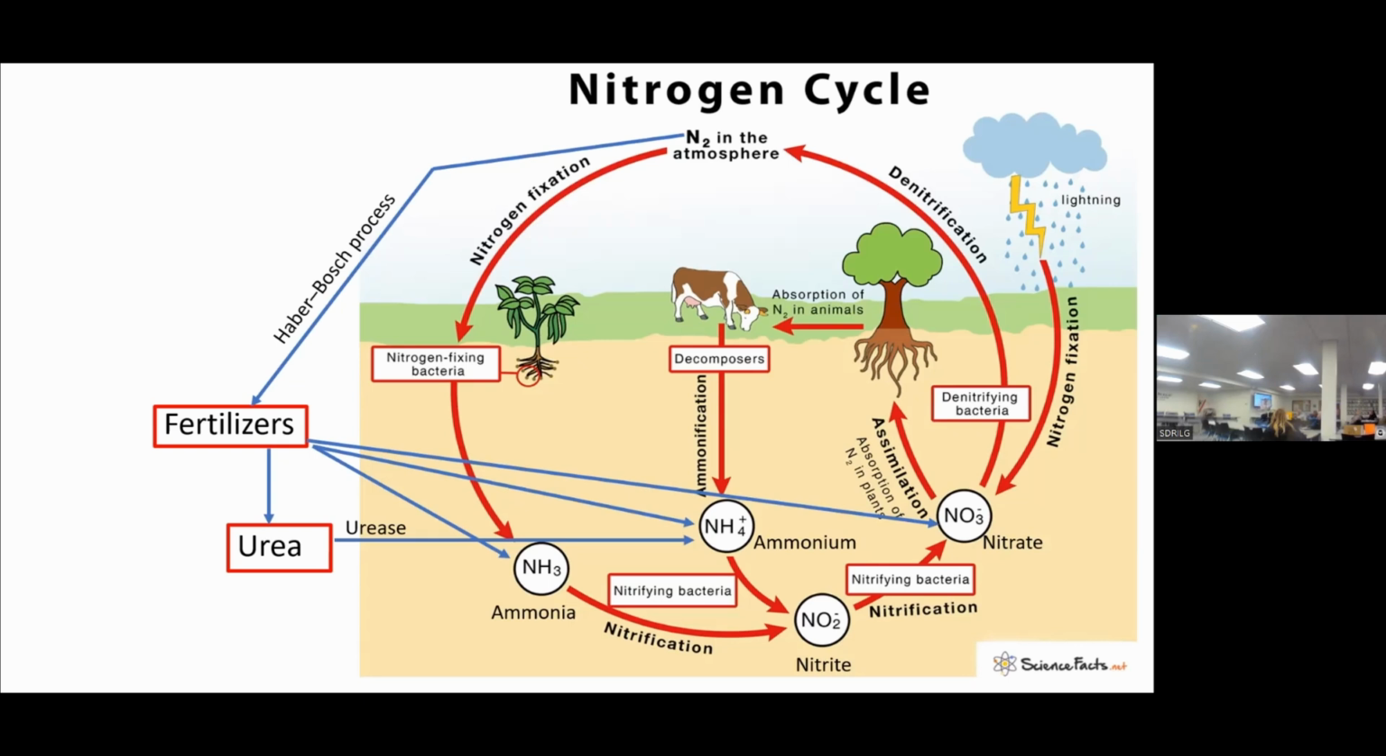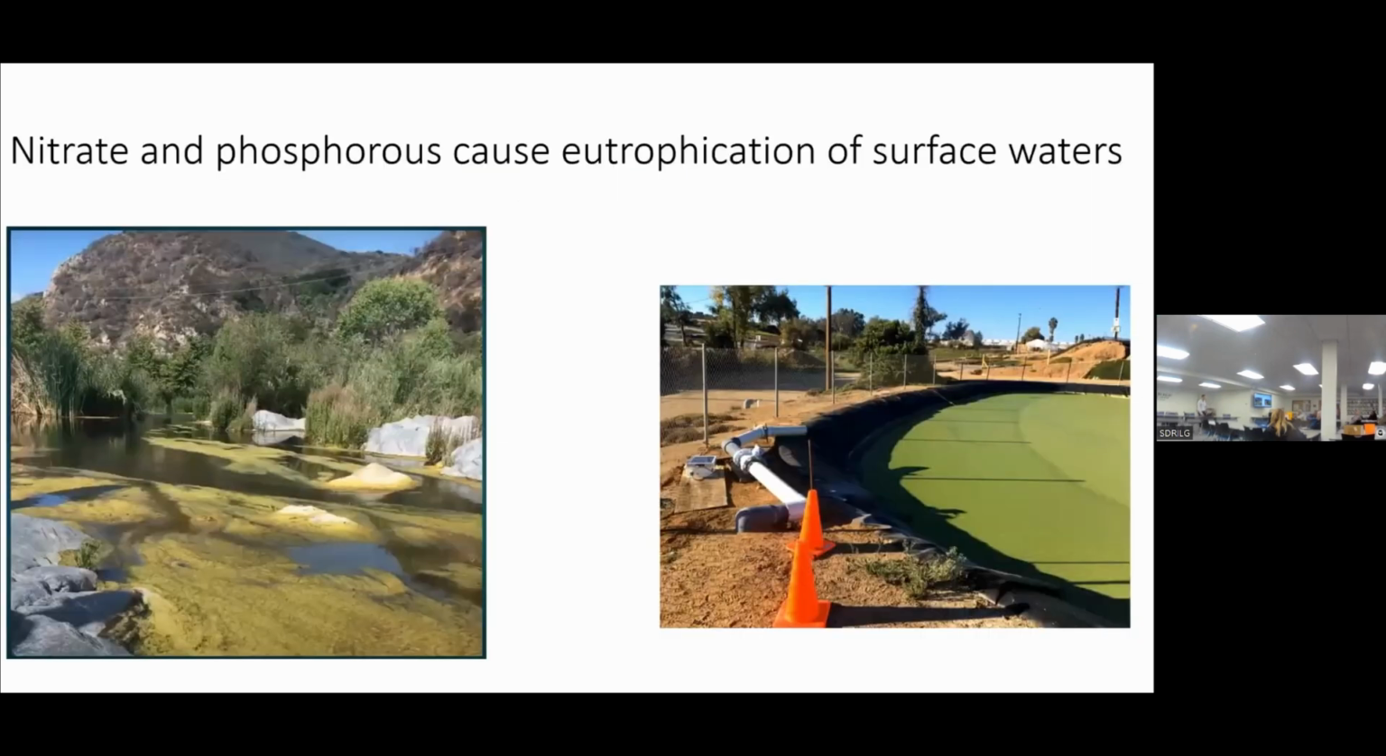So long story long, if you apply urea, it will be broken down into ammonium by an enzyme called urease, and then ammonium will be converted into nitrite, and then nitrite will be converted into nitrate. So again, whatever you apply, within weeks it will become nitrate. And why is nitrate a problem?